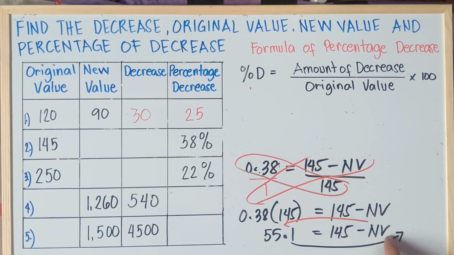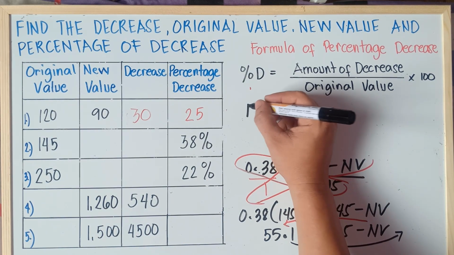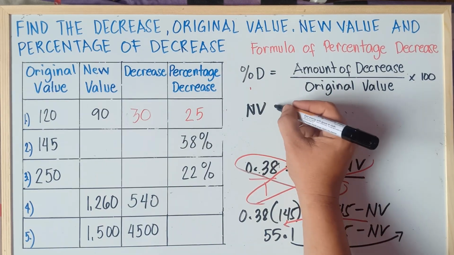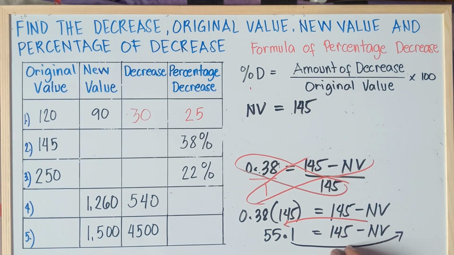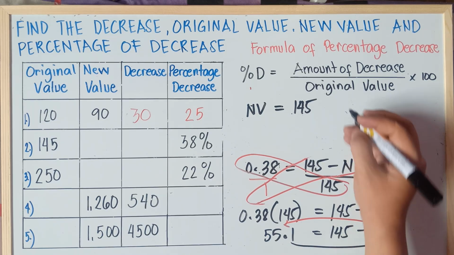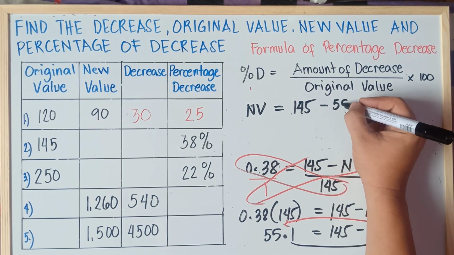So once again, we transpose NV from right to left. This is negative, it will be positive NV, equals, copy 145. Do not change the sign of 145 because 145 is still on the right side of the equal sign. We just transpose 55.1 from left to right. This is positive, it will be negative 55.1.